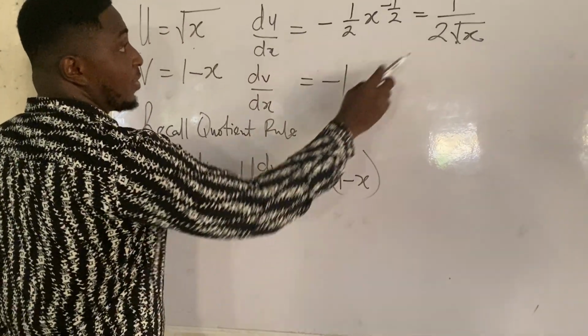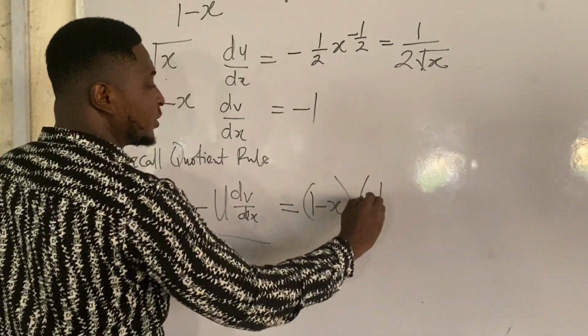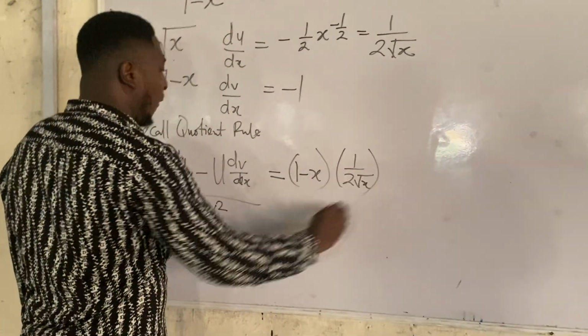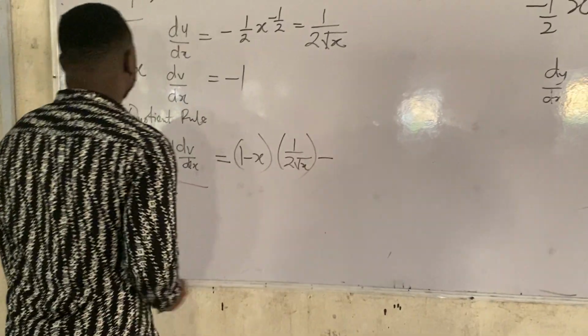Who is du/dx? 1 over 2 root x. 1 over 2 root x, minus u. Who is u?